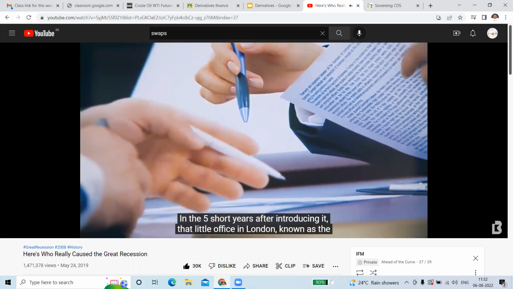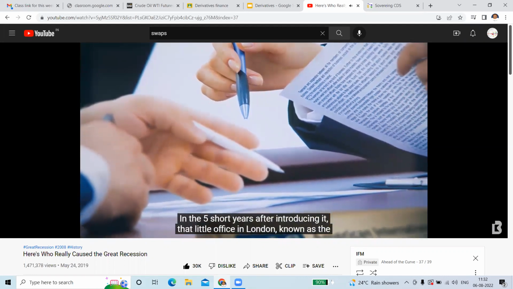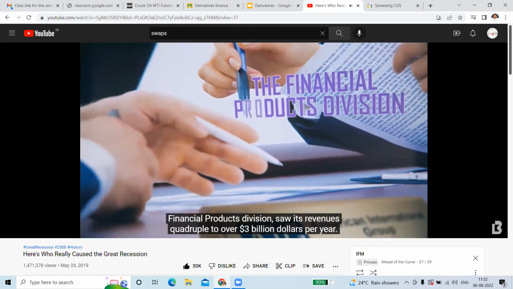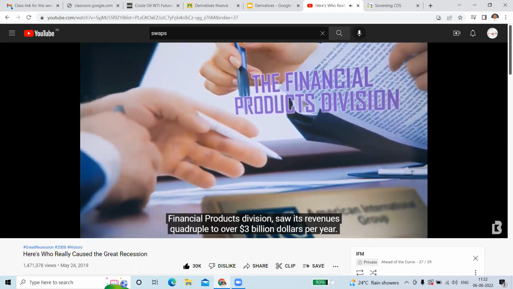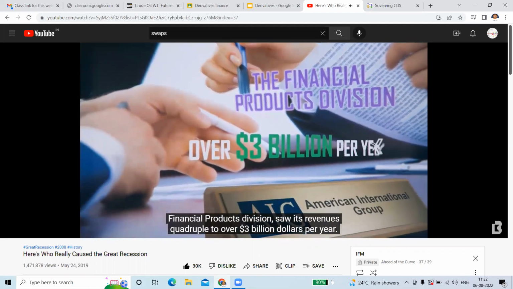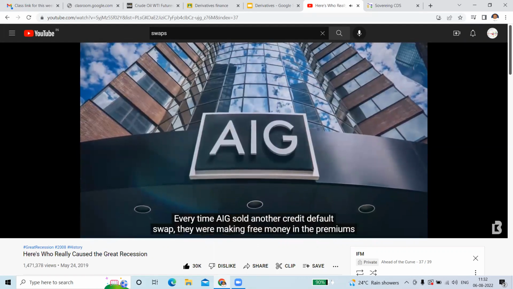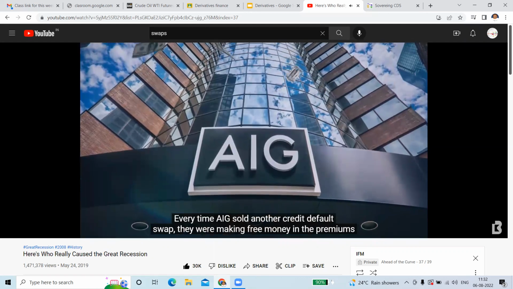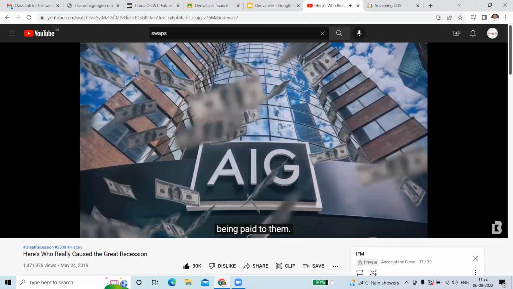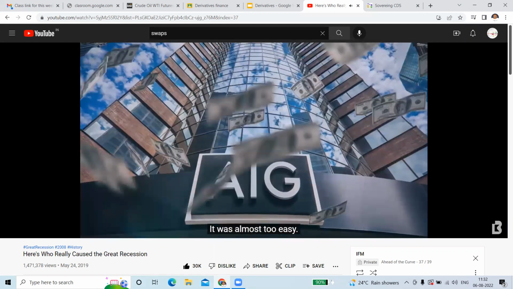In the 5 short years after introducing it, that little office in London, known as the Financial Products Division, saw its revenues quadruple to over $3 billion per year. Every time AIG sold another credit default swap, they were making free money in the premiums being paid to them. It was almost too easy.